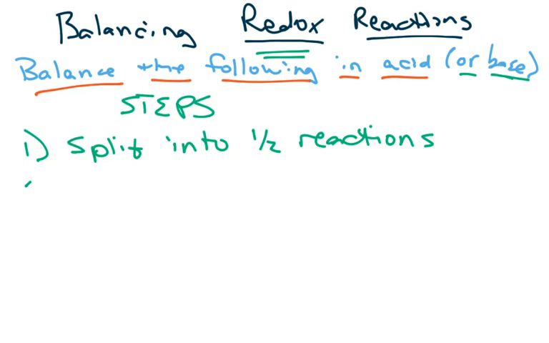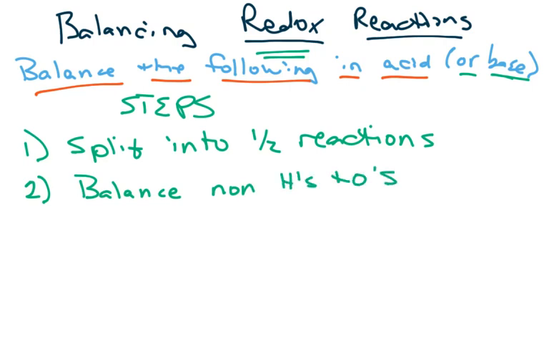After you split it, you balance the non-H's and O's. Everything that's not an H or an O, you balance them. That's the first step that you do once you split everything. The reason why it's H and O is that those are the two elements in water, and so we're going to use those in just a second.